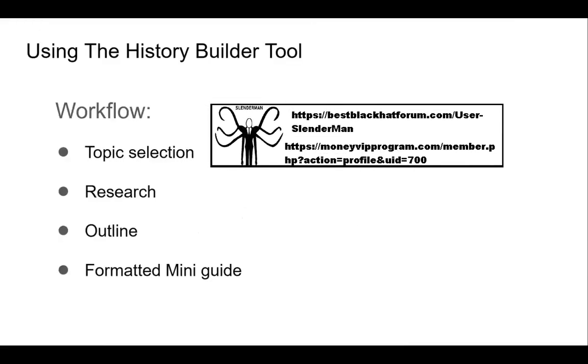So the History Builder tool or the History Builder bot, and I guess I should call them tools because you get them in two formats, has a specific workflow. Basically you get a topic selection tool at the beginning. It's going to help you select a topic that's narrow, trending, and toward a specific audience. Or of course you can put in your own topic or a broad topic.